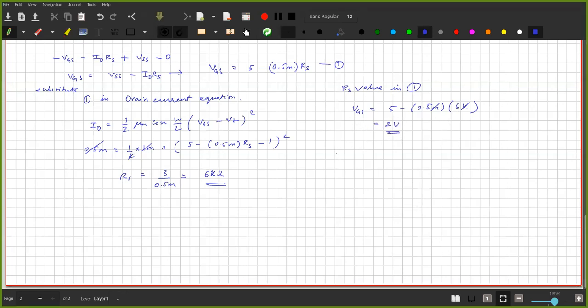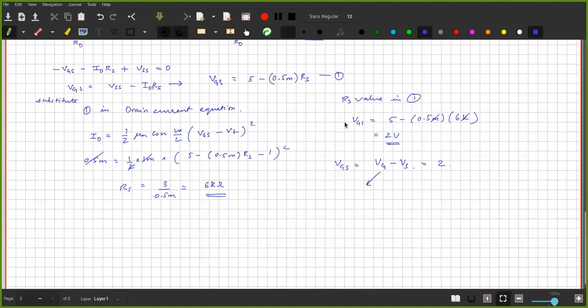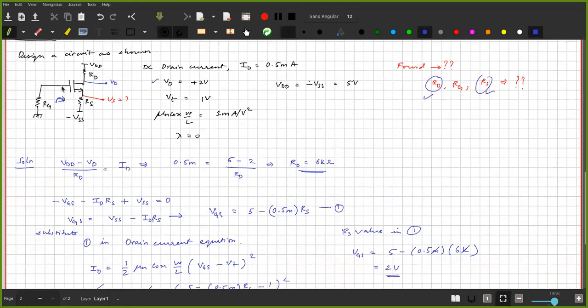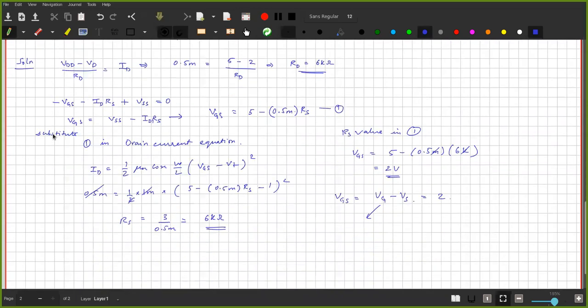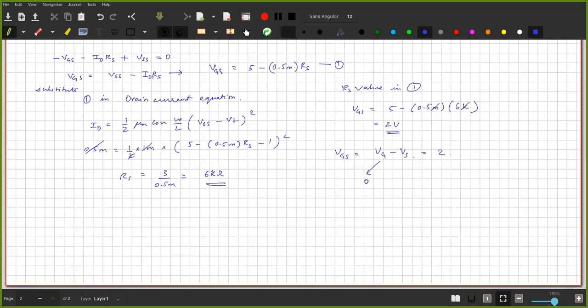VGS is VG minus VS, which is 2 volts. VG is connected to ground, so VG is actually 0 volts. So 0 minus VS is equal to 2 volts. VS is minus 2 volts.